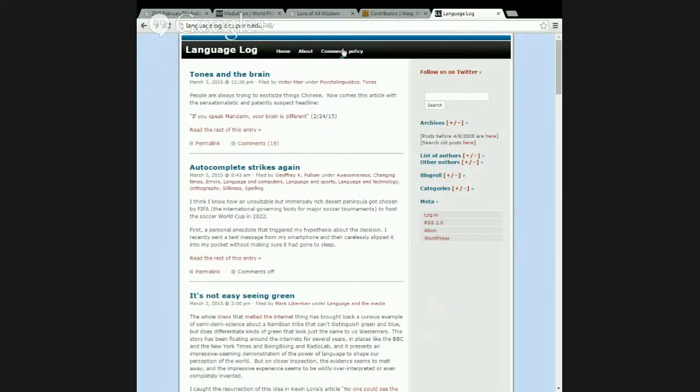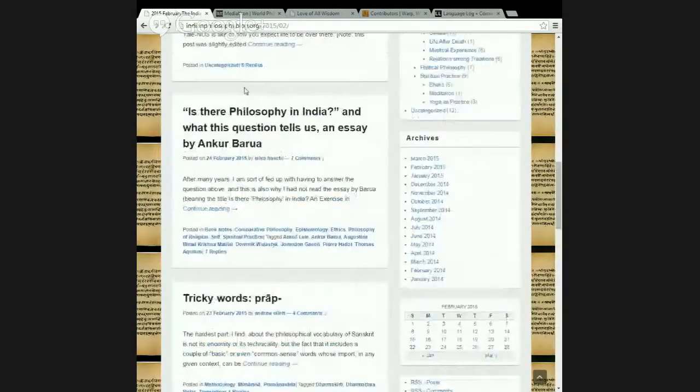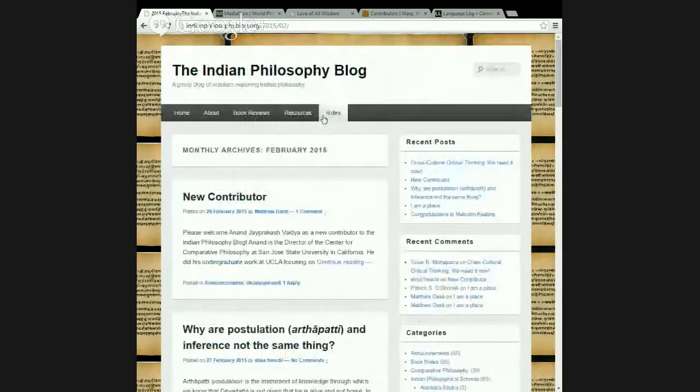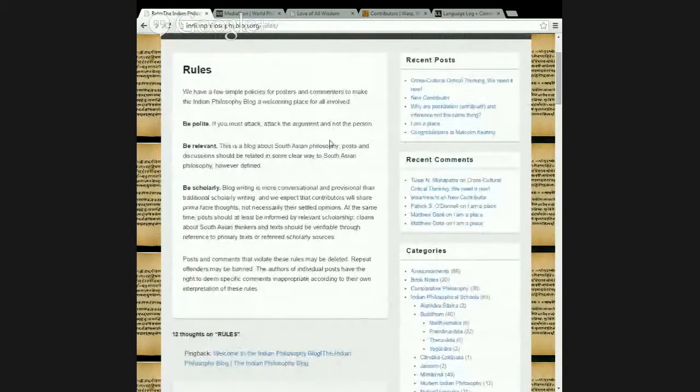And where they're their comments rules. So they have this nice way of having long posts, but summing them up in sort of two words: be brief, be relevant, be informed, be polite. And so we didn't pick those rules exactly, but we modeled our rules on them. So ours came down to be polite, be relevant, be scholarly.